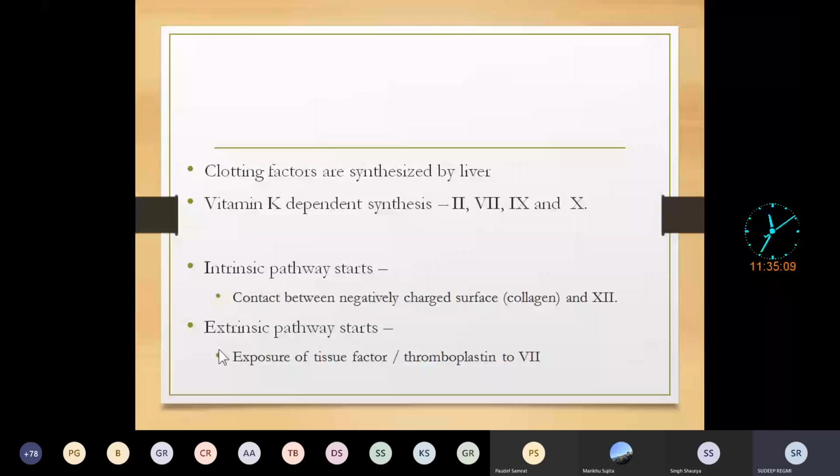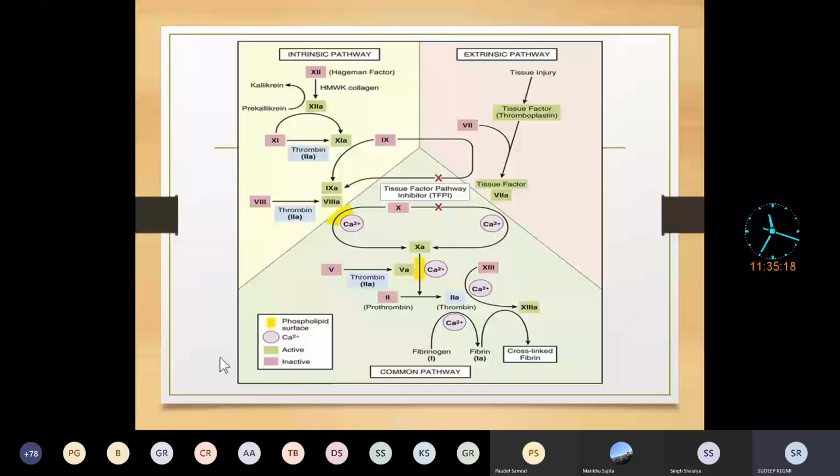This we have already talked about. This is very, very important. You should know how the sequential events are going, and they are converging into the common pathway. So here you see this is the extrinsic pathway, and in the extrinsic pathway just two things are there. One is factor 7 and tissue factor or thromboplastin.